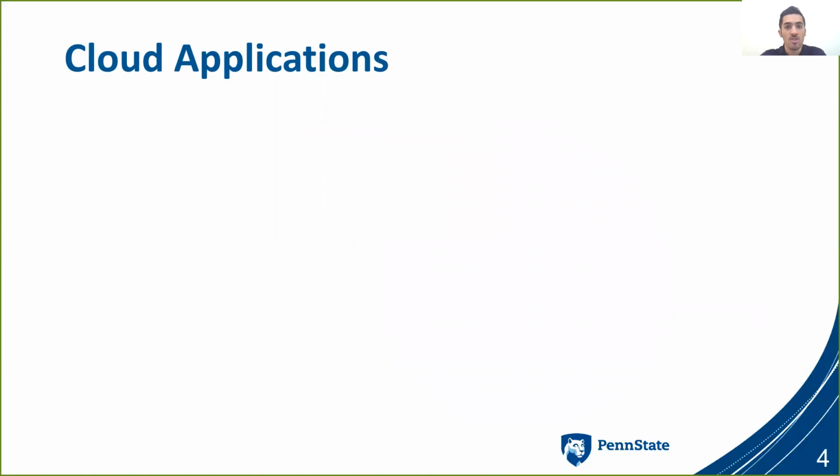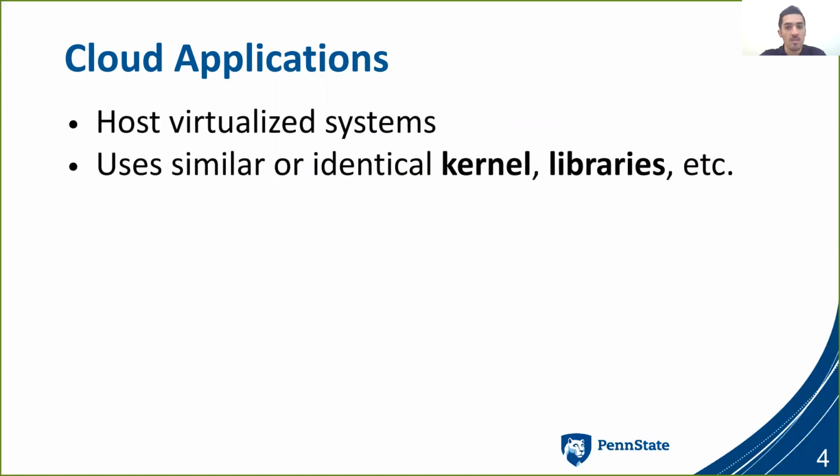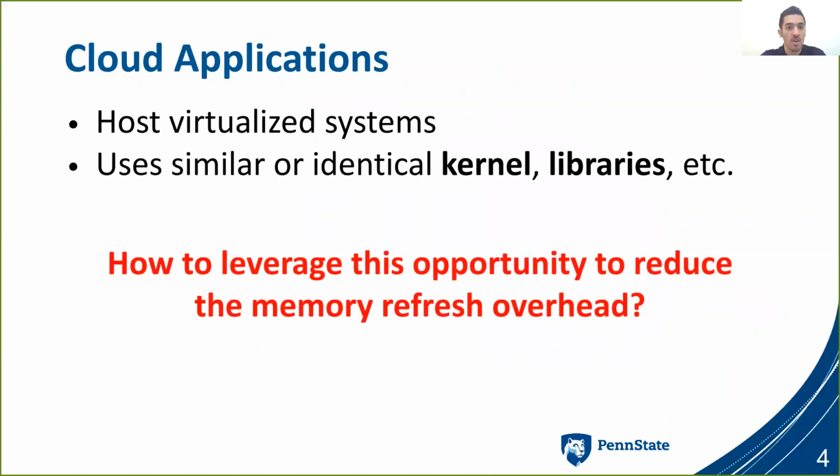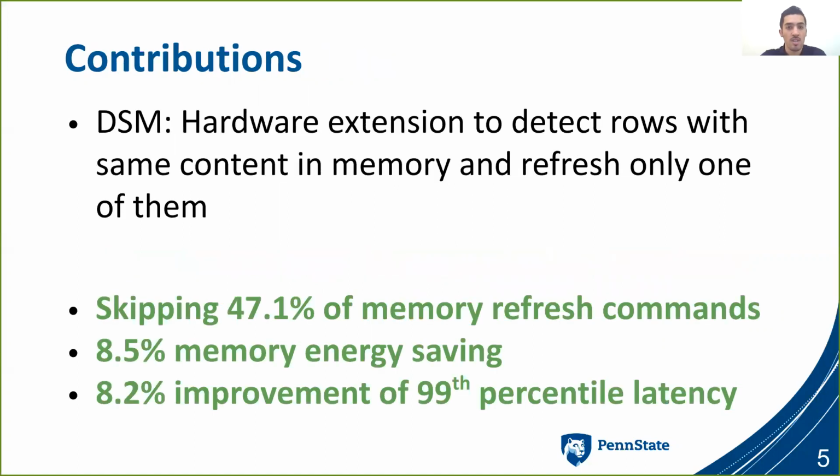To answer this question, let's look at the environments that we are targeting and the kind of applications that execute on these systems. Cloud servers usually host multiple virtual machines to service multiple users at the same time. And these virtual machines typically use similar or even identical kernels and libraries. In this work, we are going to answer the question of how we can leverage this opportunity to reduce the memory refresh overhead.